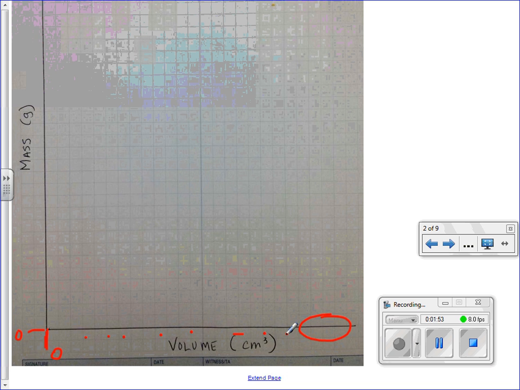Figure out what your largest mass was of the 5 samples. Try to make sure that your largest mass is as high up on the y-axis as possible. And then from there, you're going to have to figure out what your intervals are going to be. Once you have your intervals figured out and written down on your x and y axes, you can go ahead and plot the data of mass versus volume from your data table.